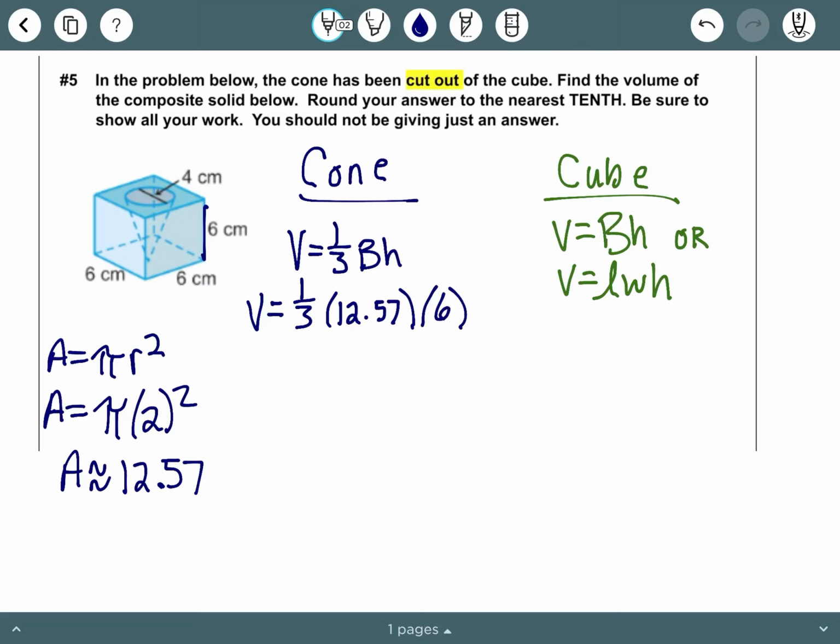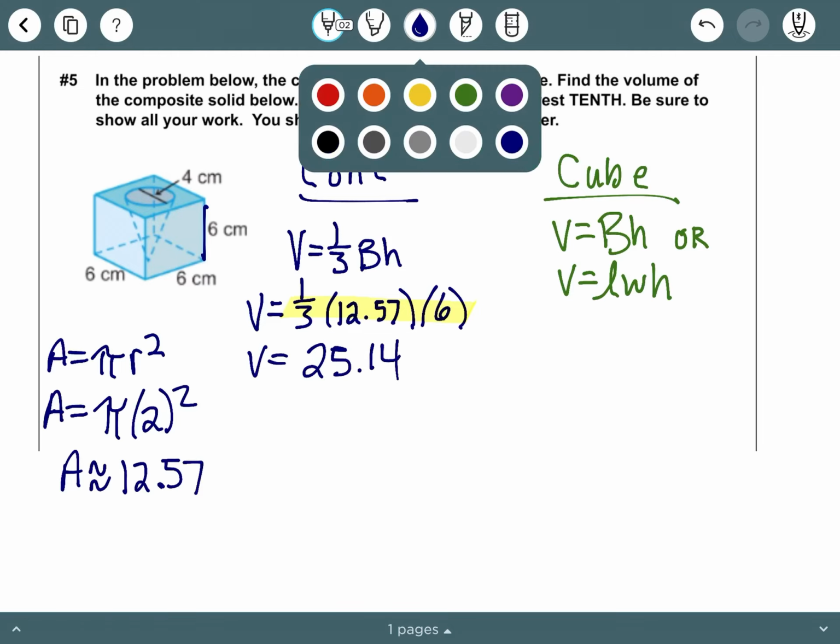All right, at this point, we can go ahead and plug in to our calculator. And when we do that, you're going to plug in exactly as you see it. So 1/3, parenthesis 12.57, end parenthesis, parenthesis 6, end parenthesis, and enter. That's going to give us a volume of 25 and 14/100. So that's our cone.